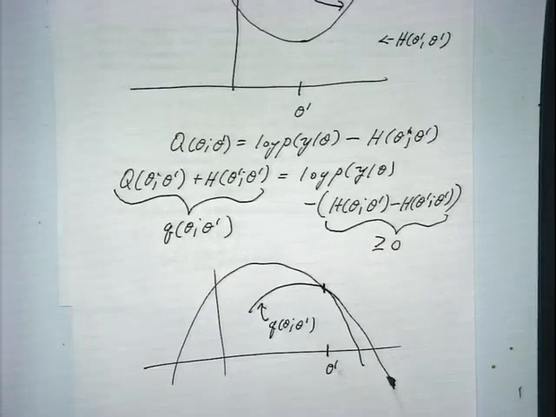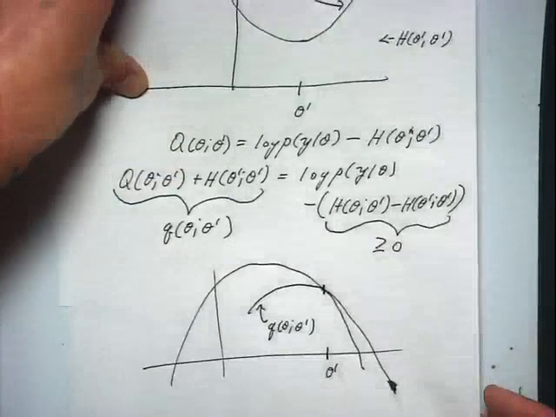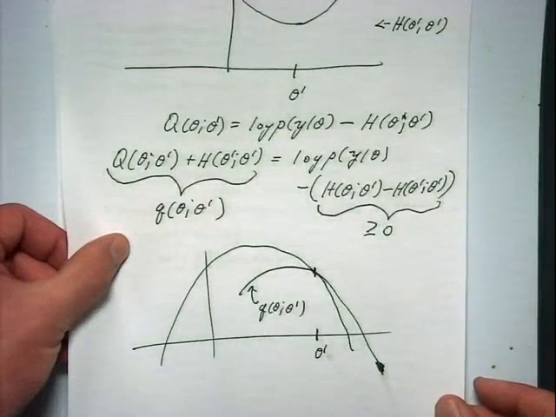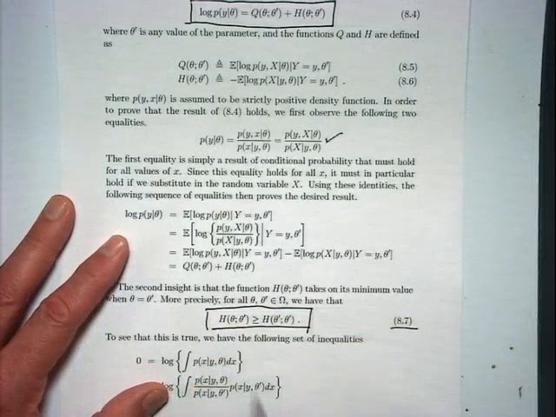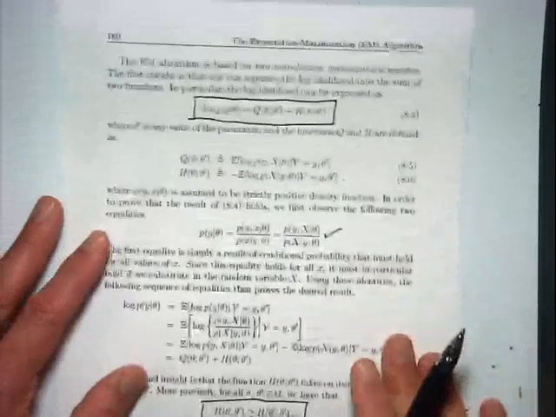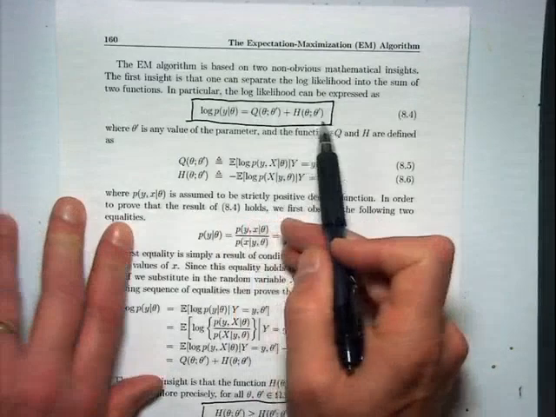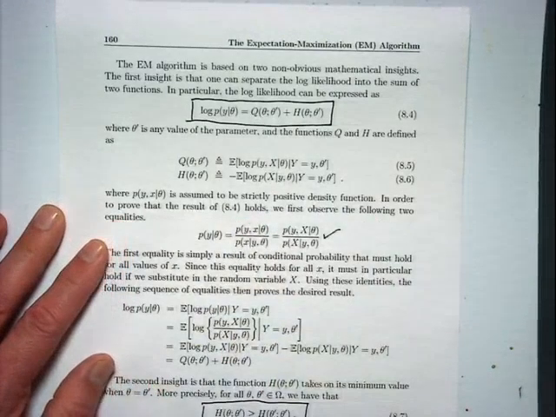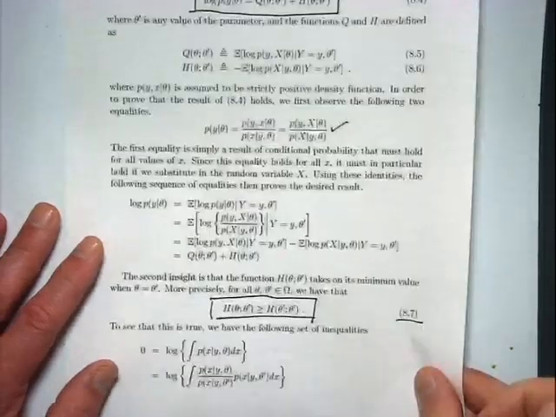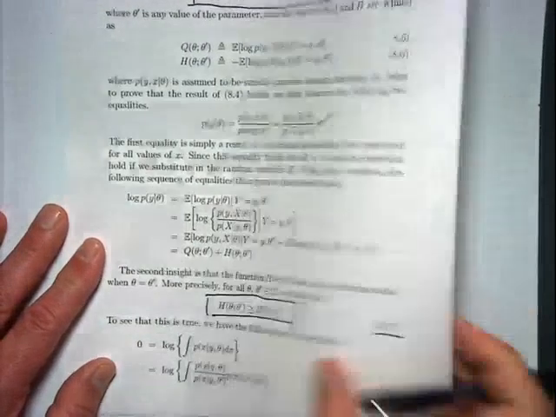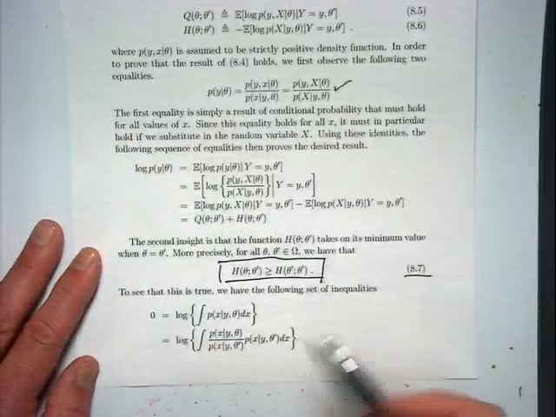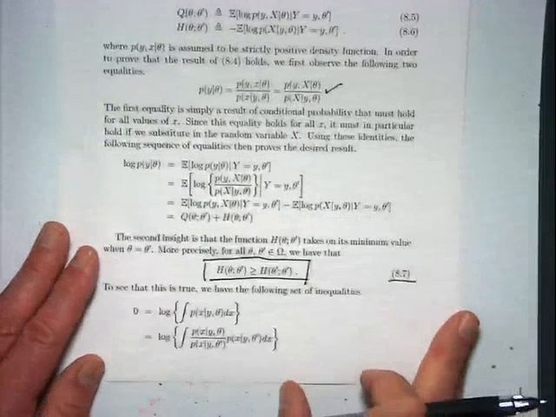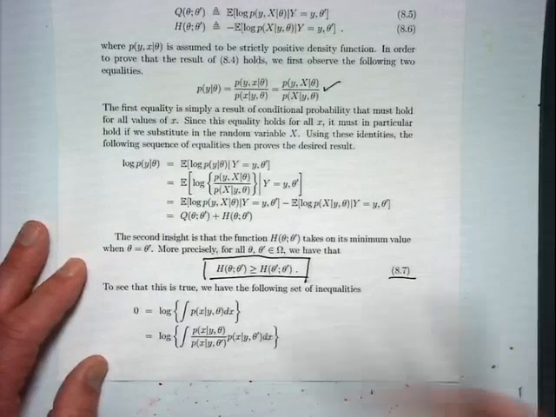Now most people who use the EM algorithm don't understand any of this, okay? But this is really a critical piece of understanding why the EM algorithm works. Now, there's really two key ideas. One is that h takes on its minimum value when theta is equal to theta prime. And the other key idea is that you can decompose the log likelihood as a sum of q and h. The combination of those two things is what allows you to use the EM algorithm to maximize the log likelihood. Okay. Now the proof that this is true is based on Jensen's inequality. I'll go through it step by step so you can see the justification.